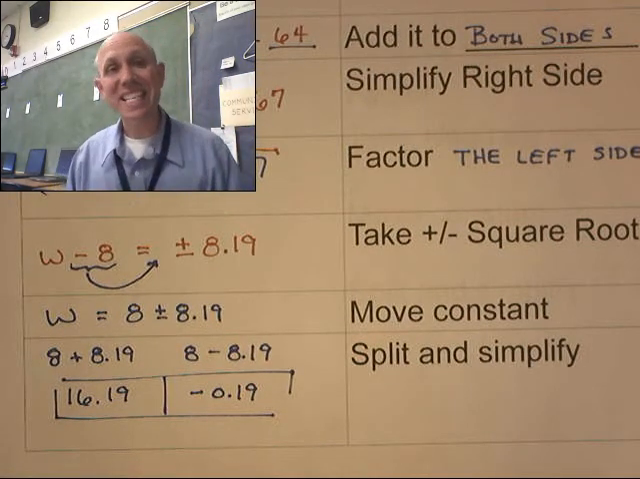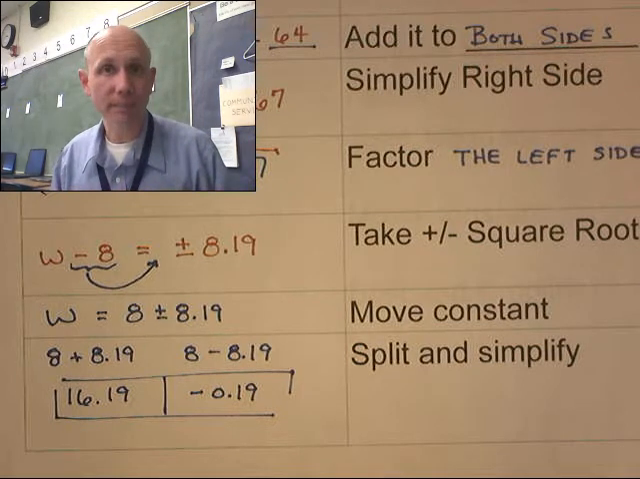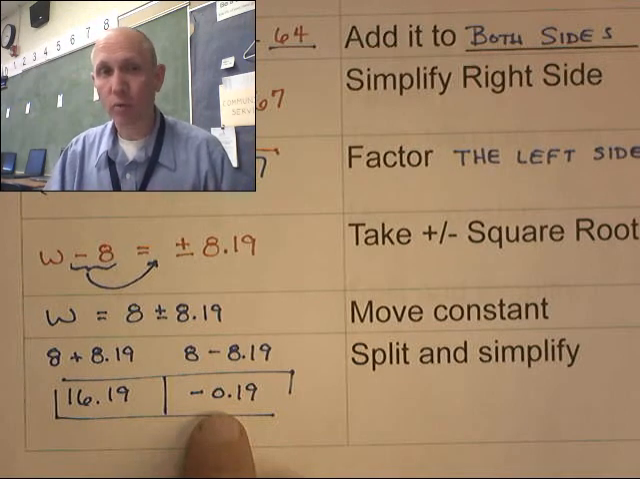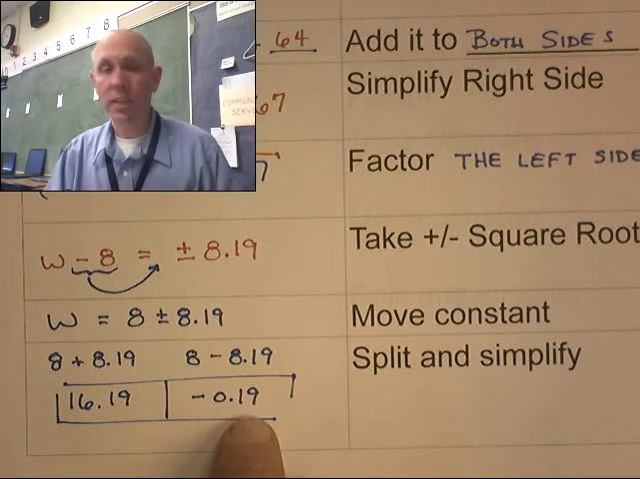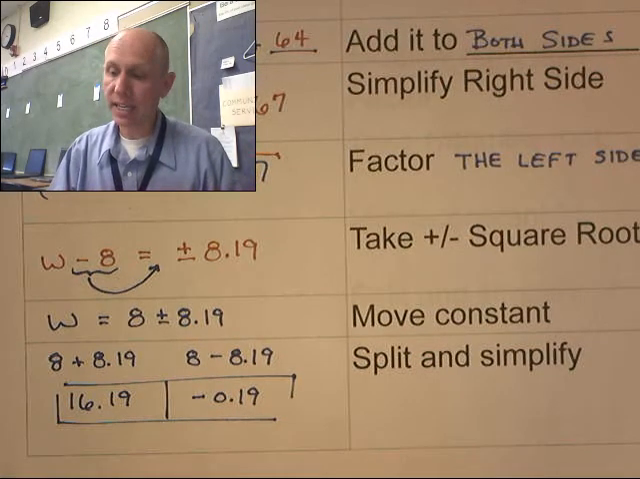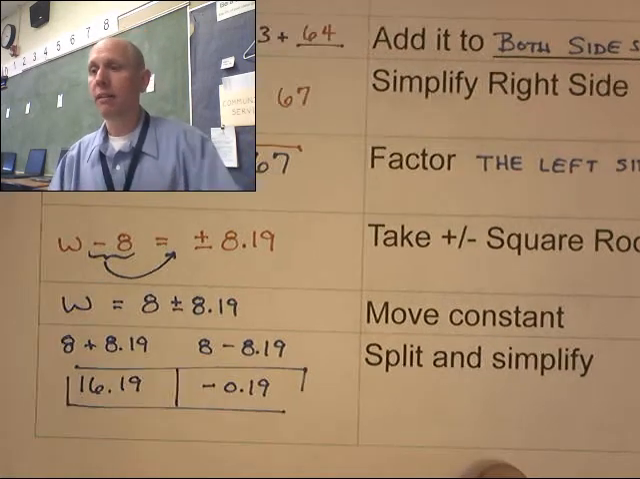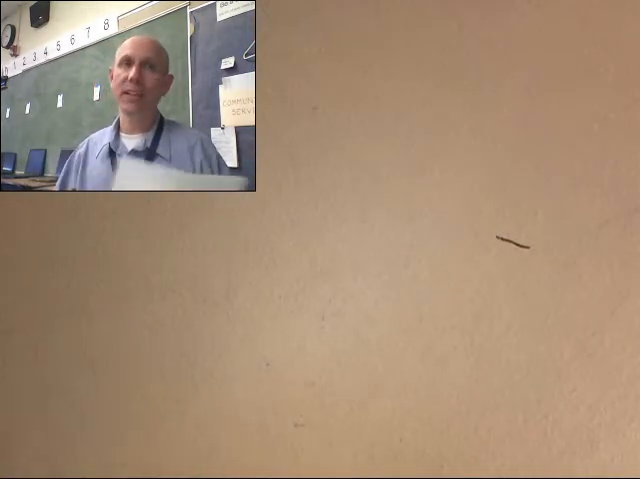These are the x-intercepts of this parabola. It's where the parabola crosses the x-axis. It crosses at negative 0.19 and at positive 16.19. Okay, I told you, this is a big one.